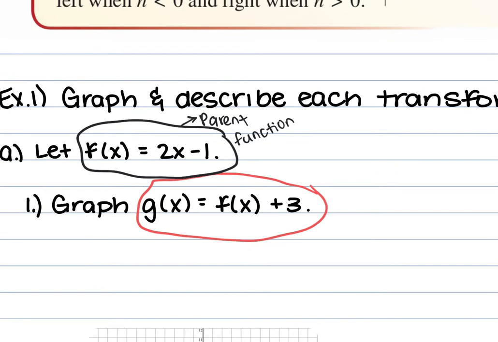Does anyone know how to graph this parent function? F of x equals 2x minus 1. Dana, how would you do it? Well, first, don't you add the f of x to the equation, so it'd be g of x equals parentheses 2x minus 1 plus 3? I love that. You said that. But let's graph the parent function first. That's an awesome connection. Sabrina?